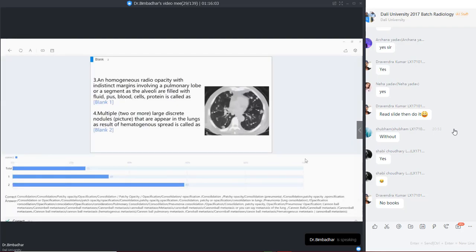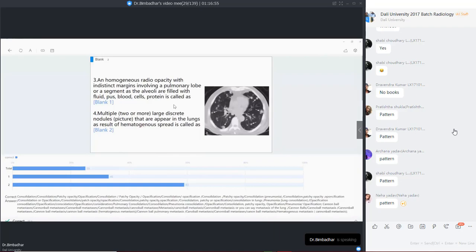Here, a homogeneous radio opacity with indistinct margins within a pulmonary lobe or a segment, as the alveoli are filled up with pus, fluid, blood cells and protein, is called as what? I am asking only about a single basic lesion, a homogeneous radio opacity. So am I looking for a pattern or am I looking for a disease diagnosis? A pattern. So the answer to this question will be consolidation or opacification, but it is not pneumonia.